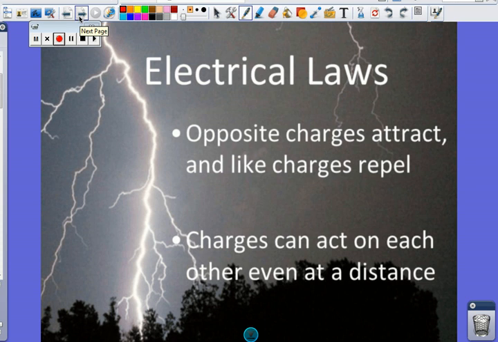Some basic fundamental laws, you remember this from chemistry. Opposite charges attract, like charges repel. Opposite charges, there's a plus and a minus. Like charges, either a minus and a minus or a plus and a plus. The other cool thing about this, and we haven't gotten much into any of these forces, is that these charges can act on each other at a distance. You don't have to touch something to transfer charge or charge somebody else up.